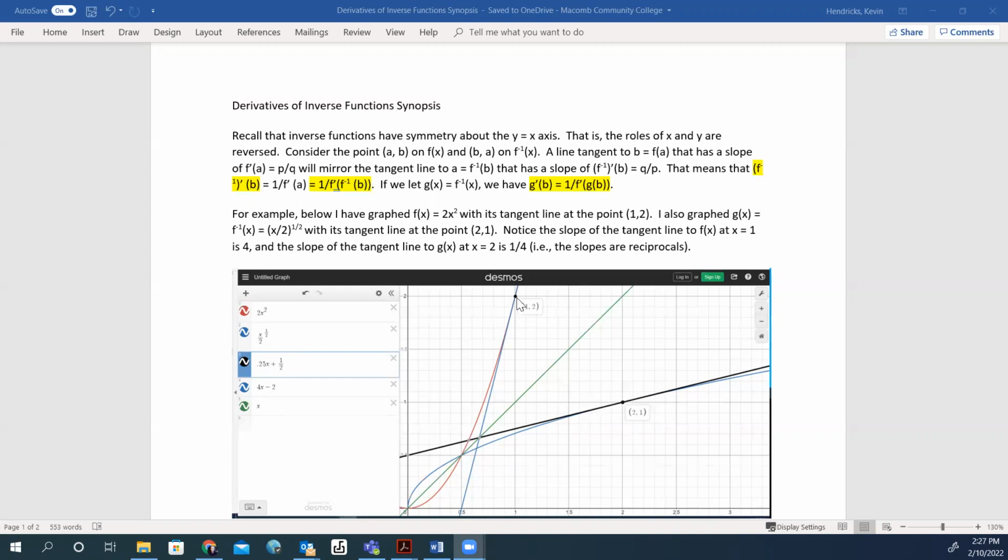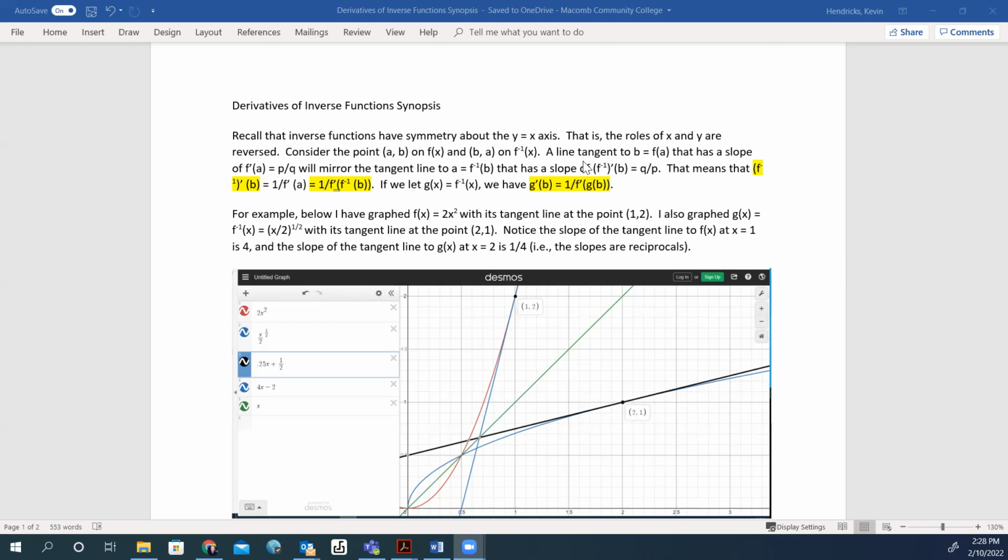So the red curve is 2x squared. The inverse function, this blue curve, is the square root of x over 2. Notice the point 1, 2 is on f of x, and the point 2, 1 is the mirror image on the inverse function of x. Okay, so that's basically what we mean by inverses. We swap the x's and the y's. So in general, if I have some point AB on f of x, then BA will be on f inverse of x.